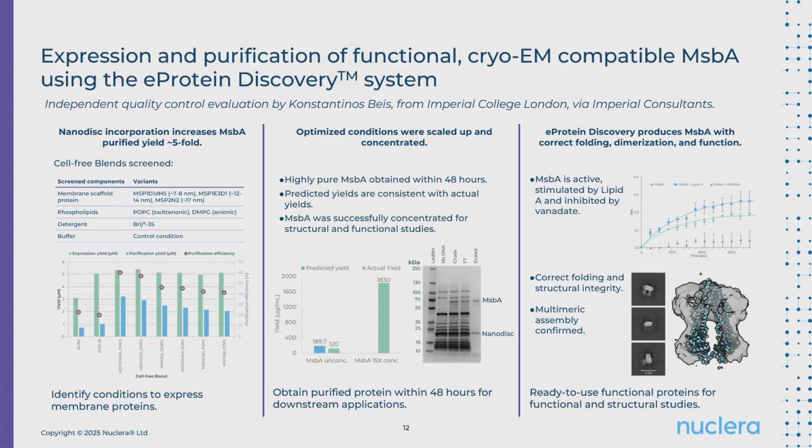When we did the scale-up after the screening, we found a couple of nanodiscs that actually worked with the DMPG, and within 24 hours, we had highly pure MSBA that looked really nicely on the gel, and we could concentrate it up and use it in structural and functional studies. In the activity assay, when you stimulate it with lipid A, we got that stimulation, and then when you added the inhibitor, we got an inhibition of MSBA. So we reconfirmed that the MSBA was active, and based on negative stain data, we also got some structural information out of MSBA, where we saw the movement of the transporter.